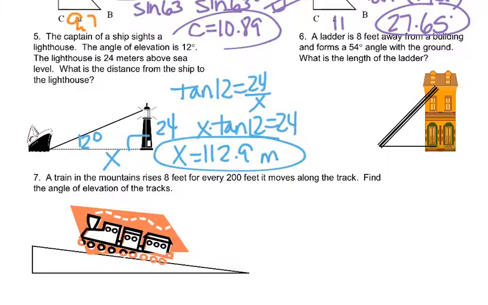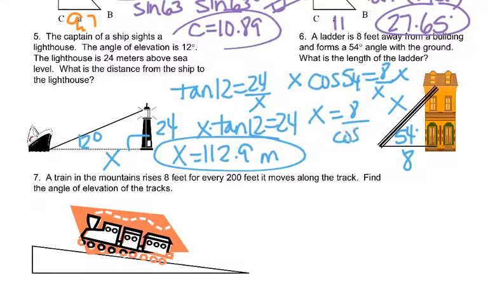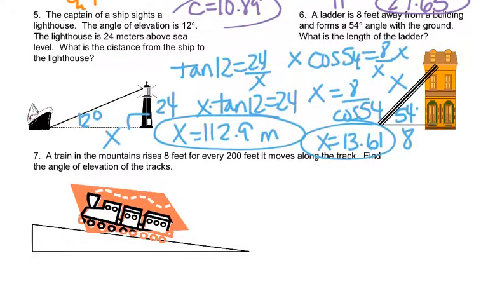This is the classic: the ladder is 8 feet away from the big building at a 54-degree angle, how tall is the ladder? Here's our first cosine appearance. Cos of 54 is 8 over x. Similarly, we're just going to divide both sides by cos 54. You want to make sure your calculator is set in degrees. If you're typing this all in and getting the wrong answer, go to your mode and make sure it's set in degrees.